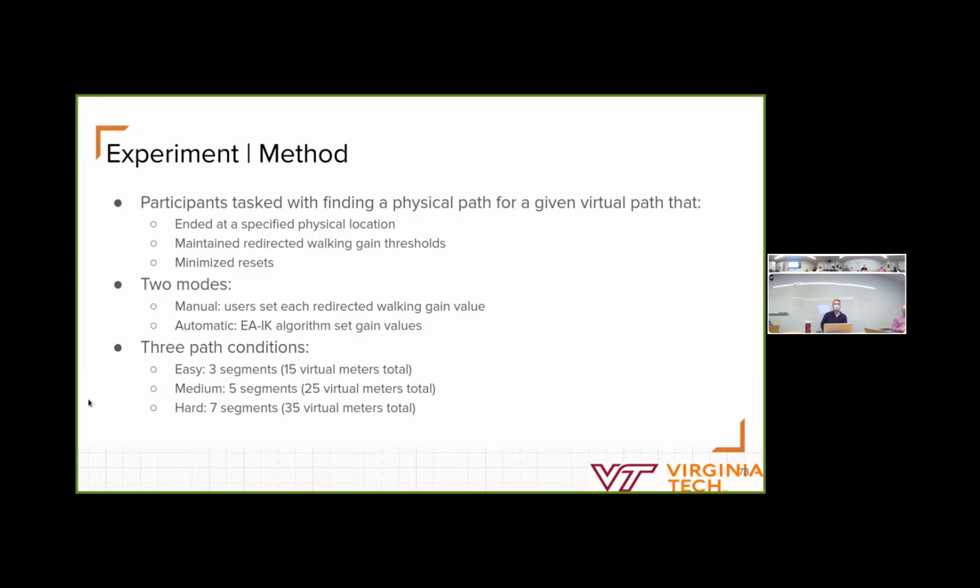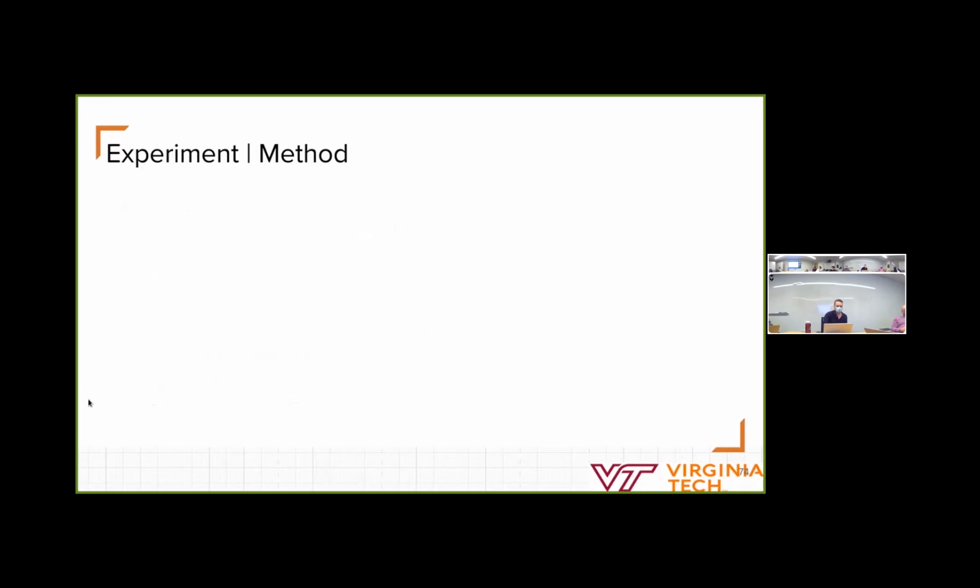There are two modes. So manual mode, where each user had to set the gain value of each segment individually, and automatic, where we had the environmental alignment IK algorithm try to set the values for the user. And there are three conditions of path difficulty: easy, medium, and hard.